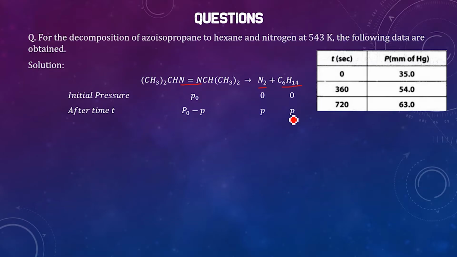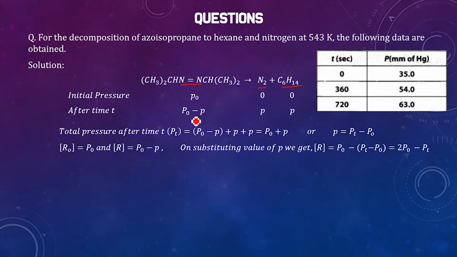Now we have to find the total pressure. The total pressure will be equal to the left pressure of the reactant plus both the product pressures, isn't it? We solved and we got P naught plus P. So can we find the change in pressure? This is the change in pressure, P.